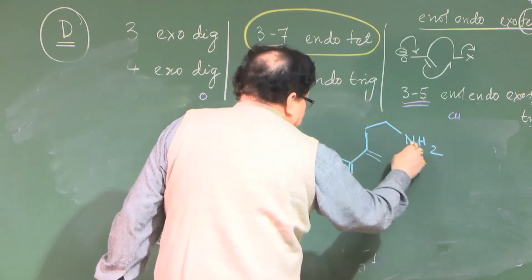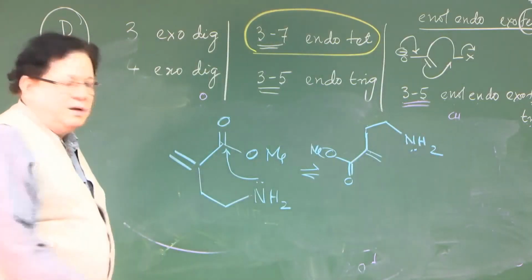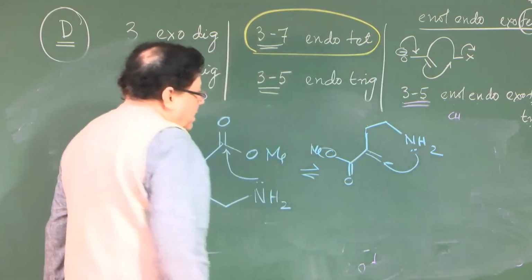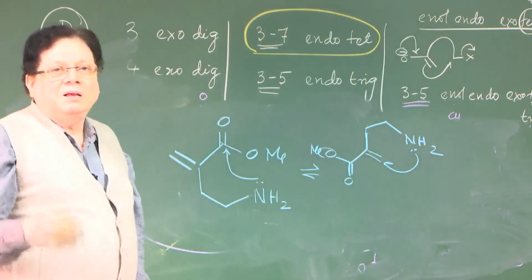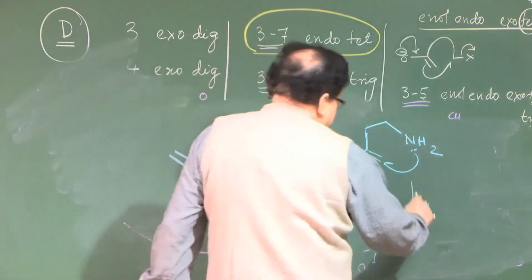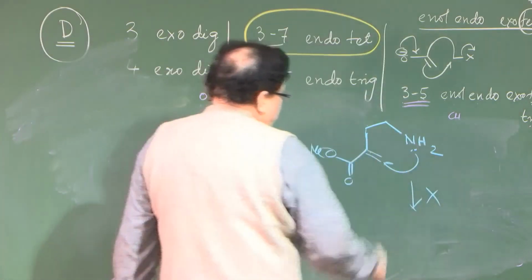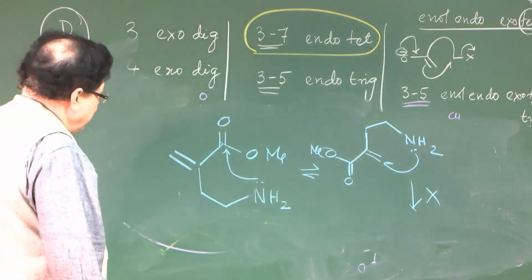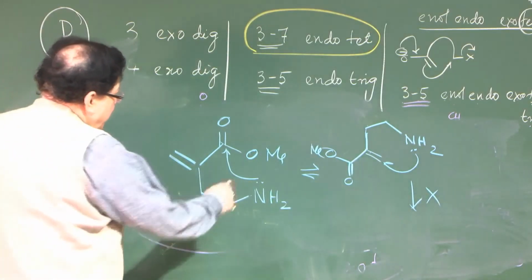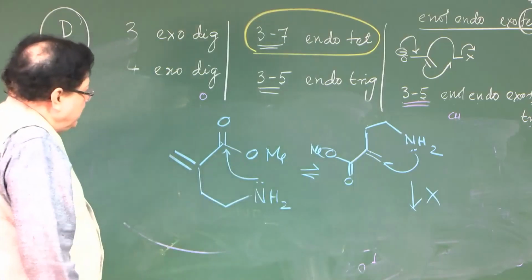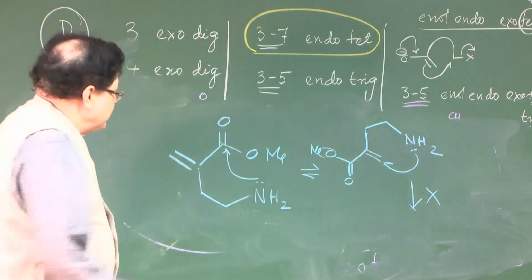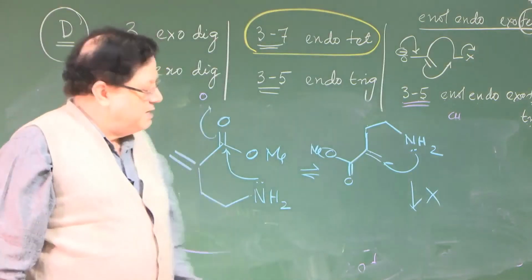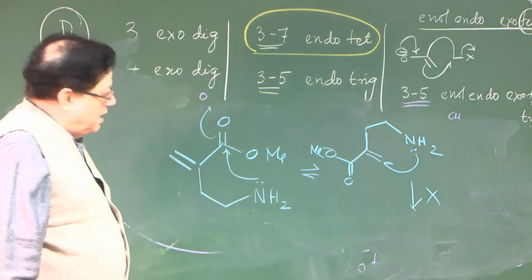So, this is the other possibility where the nitrogen attacks in a Michael fashion to the double bond. Okay. So, obviously, we know that this is not going to take place because it is a 5-endo-trig cyclization which is disfavored, whereas this is a 5-exo-trig process. Okay, because it is attacking the carbonyl. So, 5-exo-trig process, and that is the one which will be allowed.